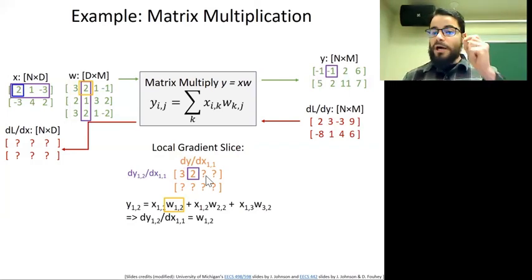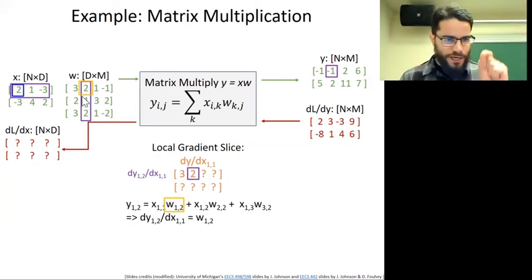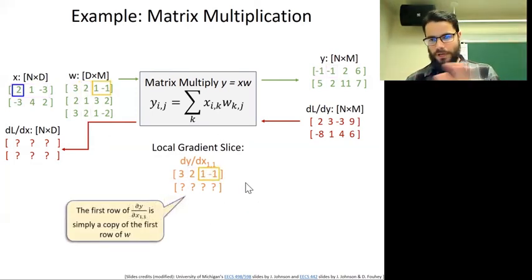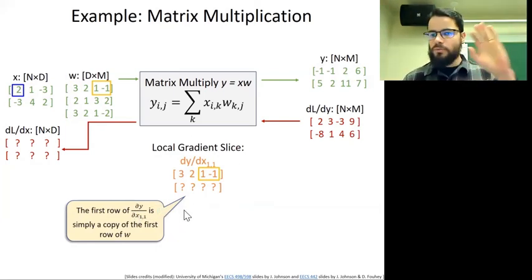You probably started noticing the pattern that we're following. As you can see, we are just grabbing the values of the first row of your matrix W, right? So we have 3, we have 2, 1, and -1 as well. If you were to calculate it manually, you would see that the other two values are in fact 1 and -1. So the first row of this slice of the local gradient is simply a copy of the first row of W.